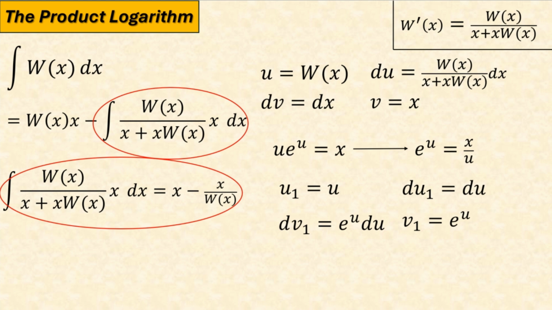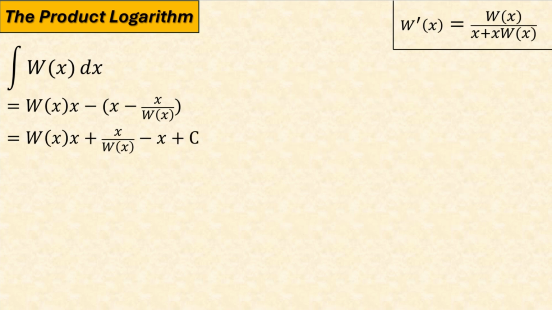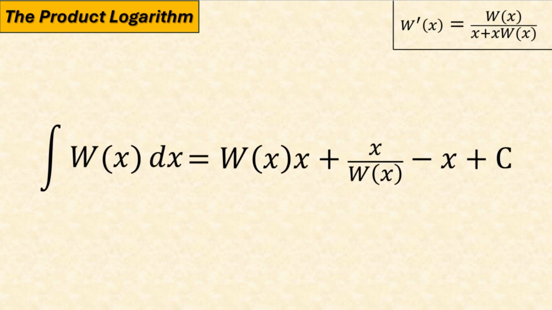Now that we have found this integral, we can substitute it back into the integral we were trying to find before. And then we can expand the subtraction to the terms, then rearrange the terms, getting us our final answer, not forgetting to add plus C at the end. And so, we have now proven the indefinite integral of the product logarithm.